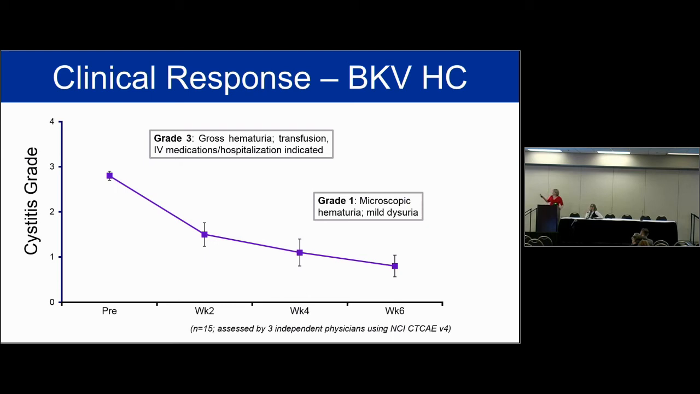In this study, we're using the NCI cystitis grading scale to look at the benefit of our therapy in these patients. As you can see, at the time we treat these patients, most of them have gross hematuria. They are transfusion dependent for the most part. They're all receiving medications for pain control. They're all hospitalized. They have dysuria. They're really very miserable with their BK hemorrhagic cystitis.